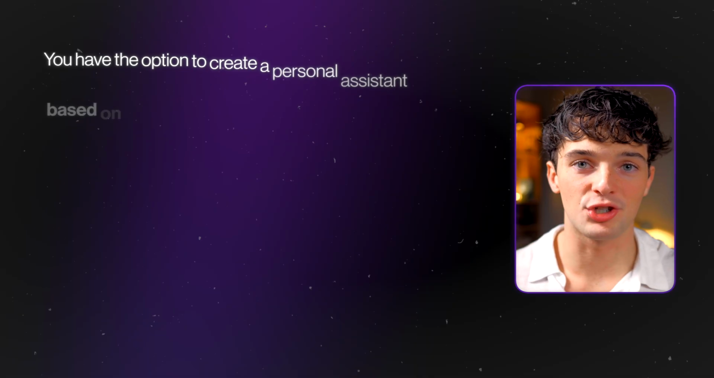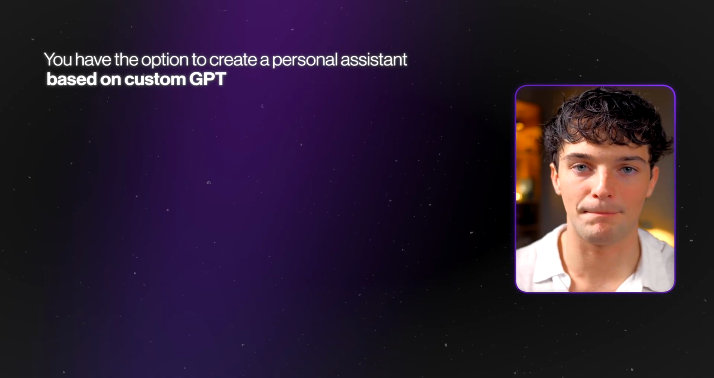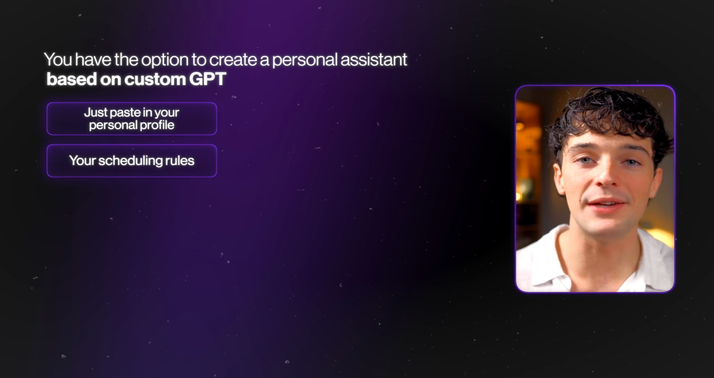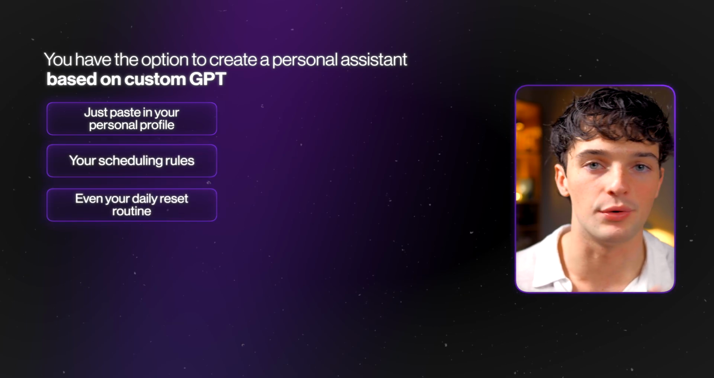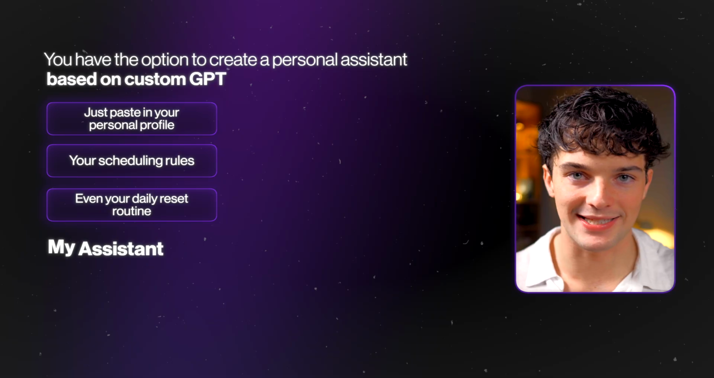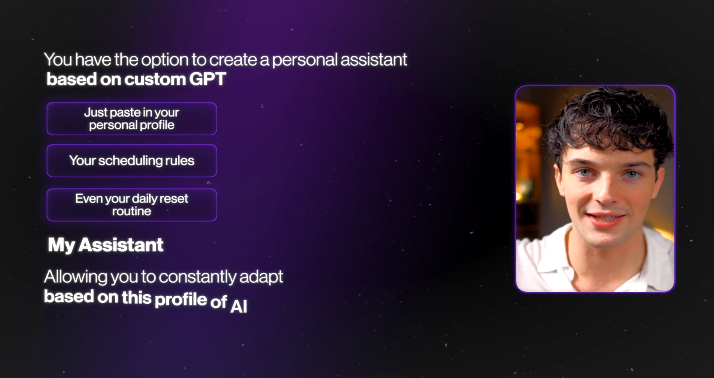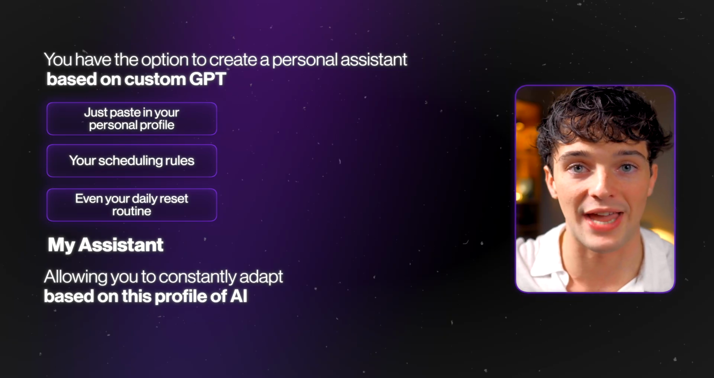Now, option number two is Custom GPT. This is if you have ChatGPT Pro like I do. You have the option to create your own personal assistant based on the Custom GPT. Just paste in your personal profile, your goals, even the exact daily 2-minute routine you follow. Name it something like My Assistant, and it's gonna remember everything on an even faster level, allowing you to constantly adapt based on this profile of AI. It's like building your own startup AI completely on their software for only about $20 a month. I don't believe you can find that value or that usefulness anywhere else.